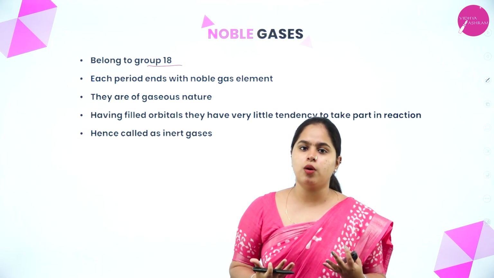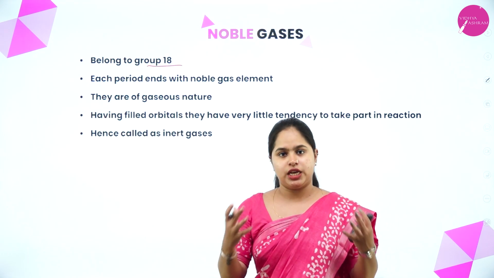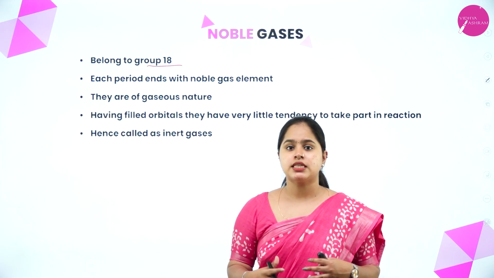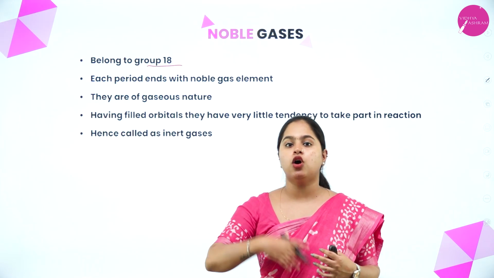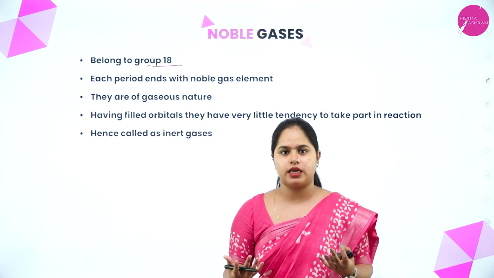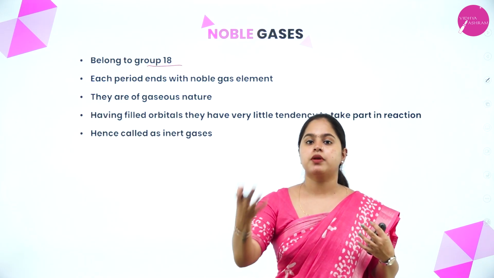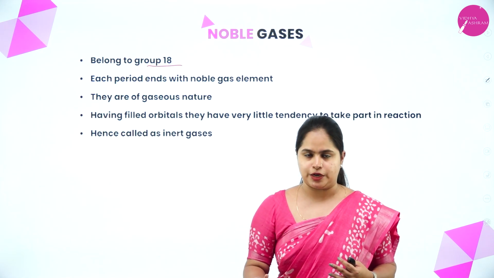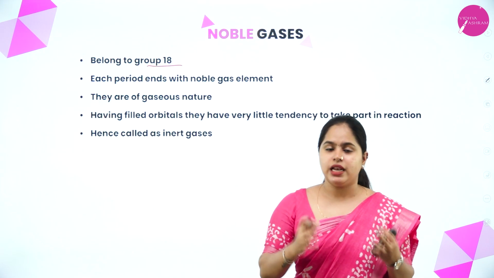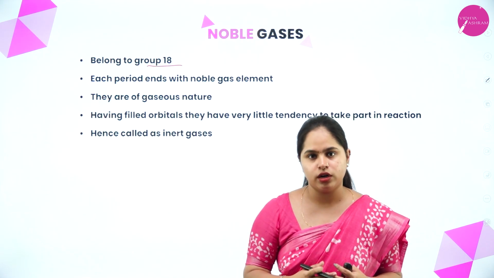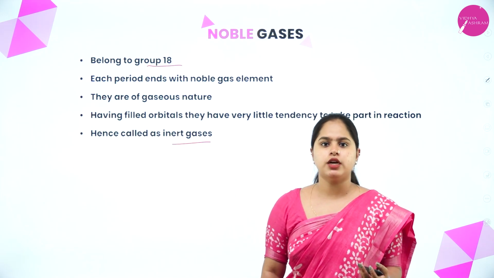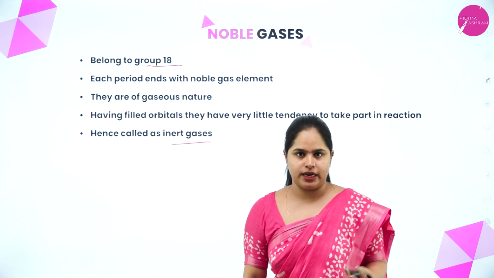Yes, so what do we know about the octet rule? Once the shell satisfies its octet, they are stable. They need not go for reaction, right? So why do chemical reactions actually take place? Because either the atom requires electrons or it wants to lose electrons, right? But once the octet is completed, the element need not undergo reaction. Hence they are also called inert gases because they do not generally undergo reactions, right?